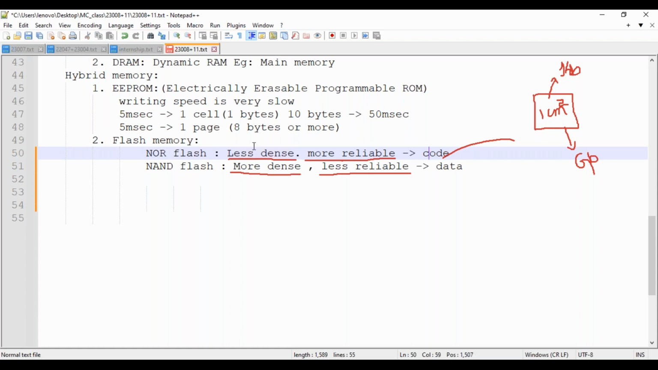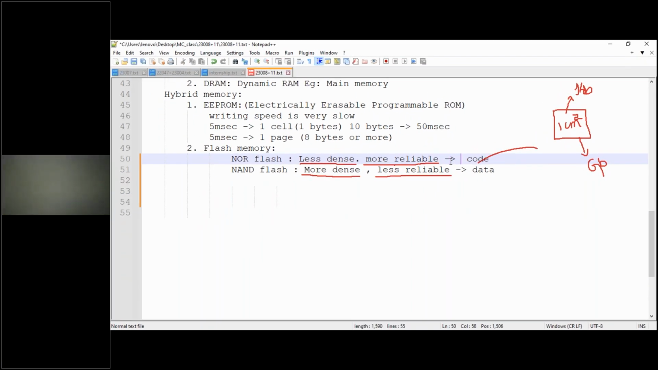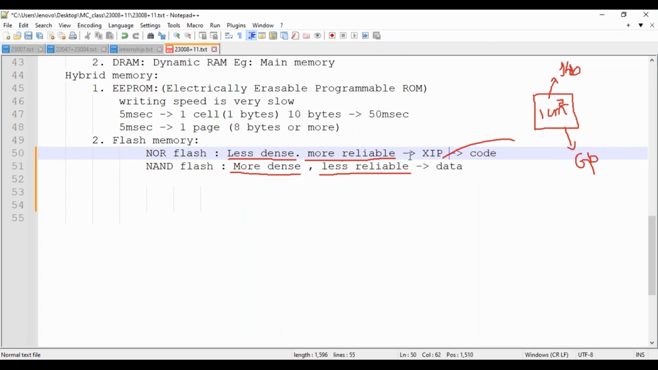So code will always be stored in the NOR flash and data will be stored in the NAND flash. And one more reason for code being stored in the NOR flash is a feature called XIP, which comes in all of the NOR flash. XIP stands for execute in place.